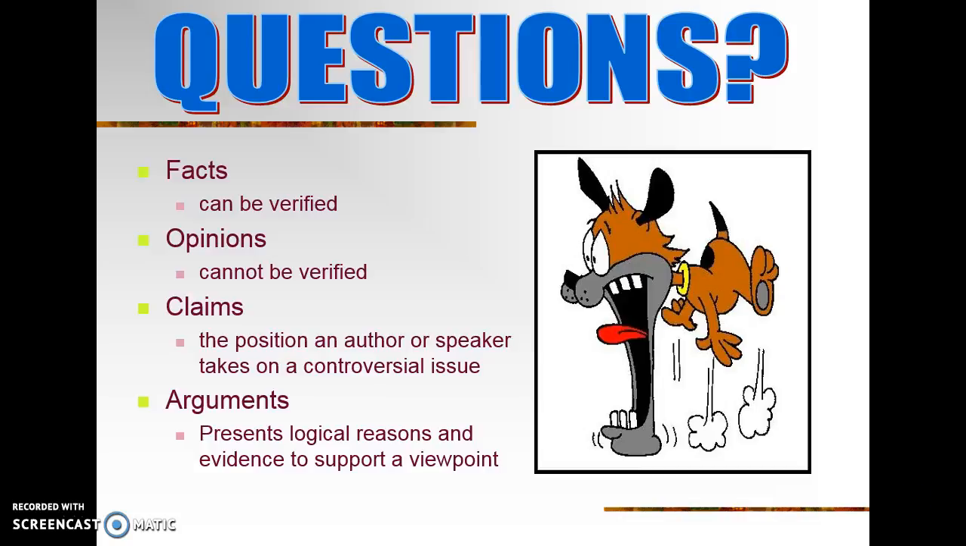Facts can be verified, opinions cannot be verified. Claims: the position an author or speaker takes on a controversial issue. Arguments: present logical reasons and evidence to support a viewpoint.